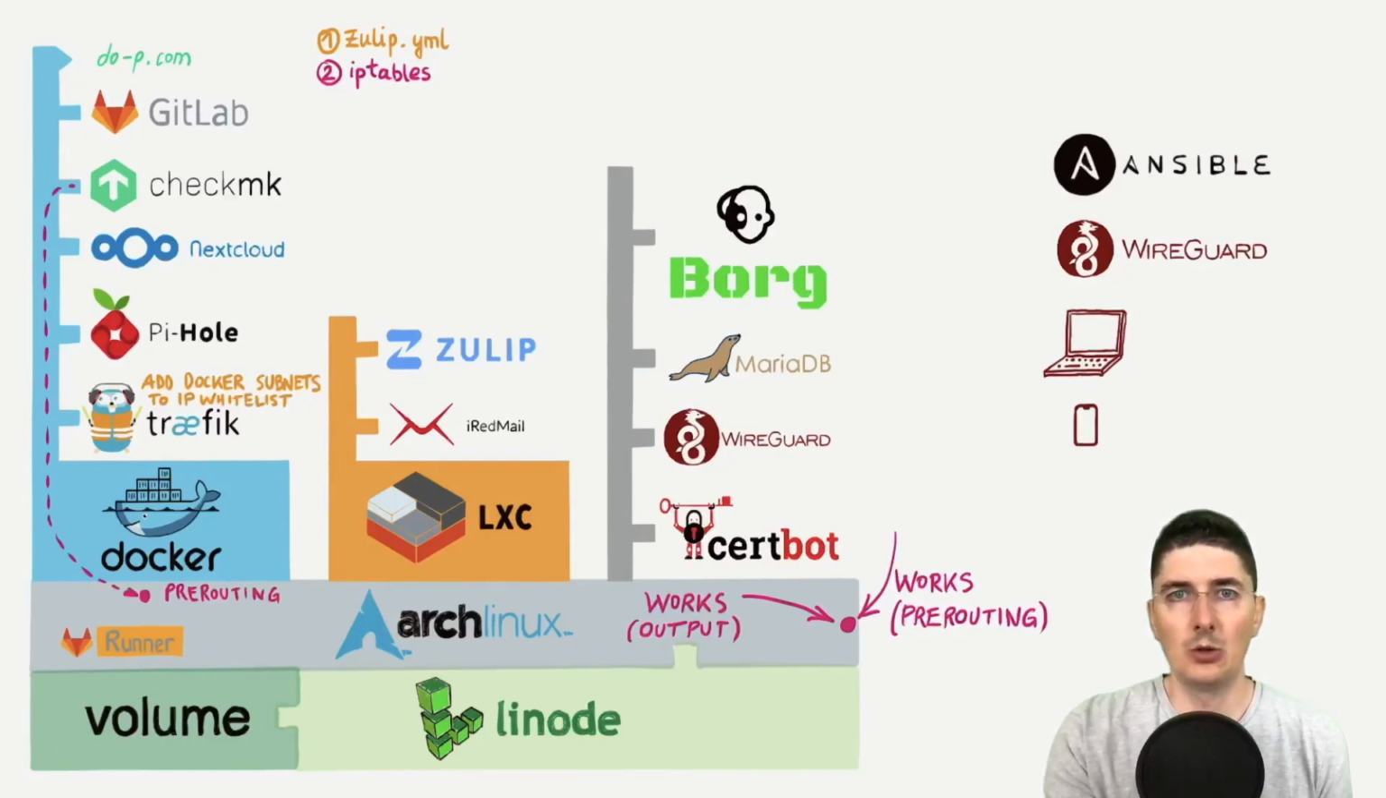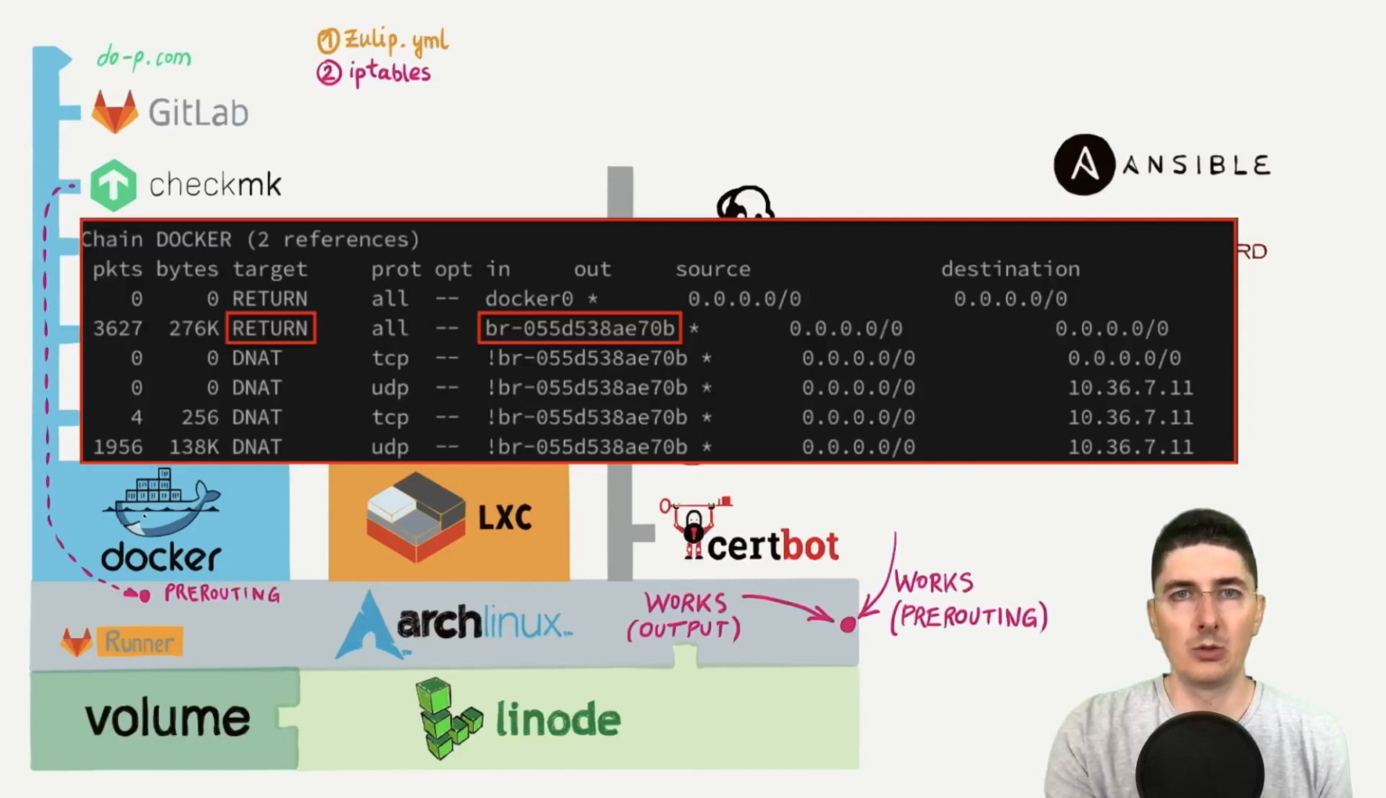chain, but then in DOCKER chain it would hit a return rule, because the interface this time is a Docker bridge interface. Since there were no more rules, the packet goes to the filter table input chain, and there it gets dropped because of the chain policy.